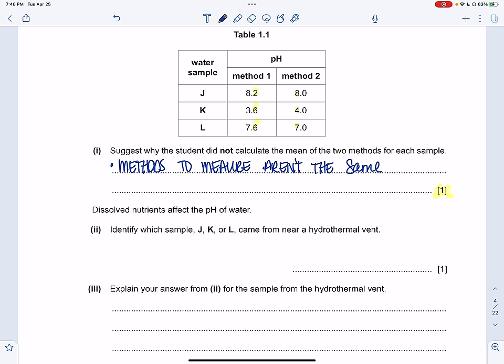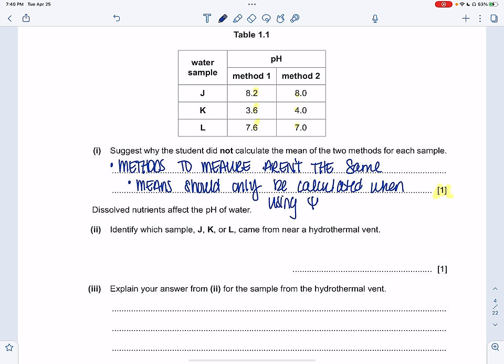Okay, and another thing you can mention: means, or averages, Cambridge prefers the word mean, it's just more academic, can or should only be calculated when you're using the same method. Should is a better word. The same thought.